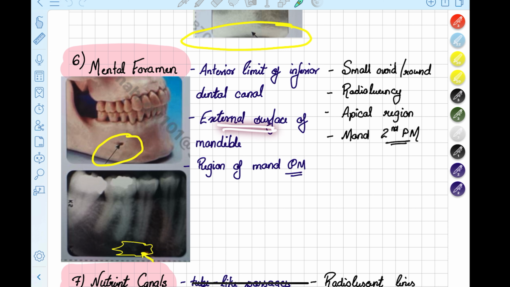It is located on the external surface of the mandible. The point to be noted, it is located on the external surface, not on the internal surface, in the region of the mandibular premolar. So if I ask which anatomical landmark you will see in the mandibular premolar region, it is the mental foramen. How will it appear on the radiograph? It will appear as a small radiolucency in the apical region of the mandibular second premolar.